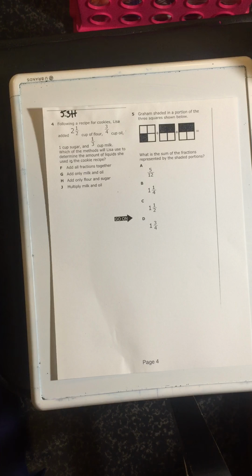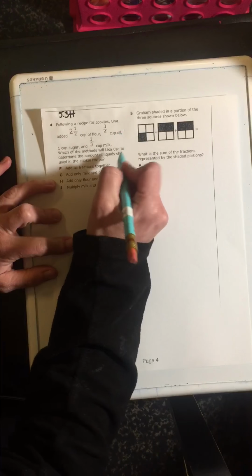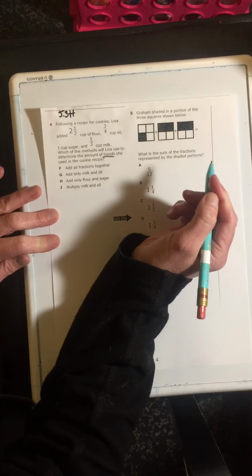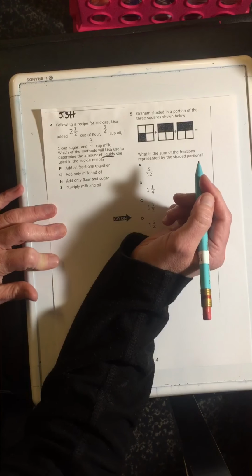So number 4 is following a recipe for cookies. Lisa added 2 1/2 cup of flour, 3/4 cup of oil, 1 cup of sugar, and 1/3 cup of milk. Which of the methods will Lisa use to determine the amount of liquids she used in the cookie recipe? So the key word here is liquids. So we have to determine which of these numbers are liquids, okay, first.